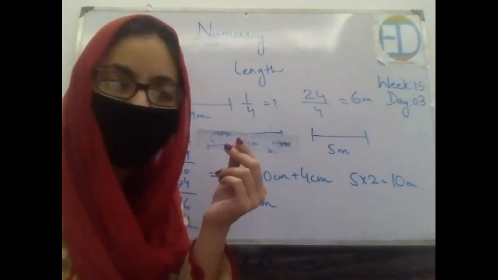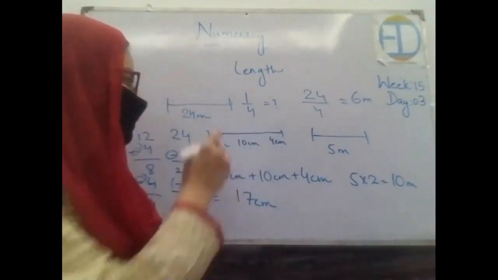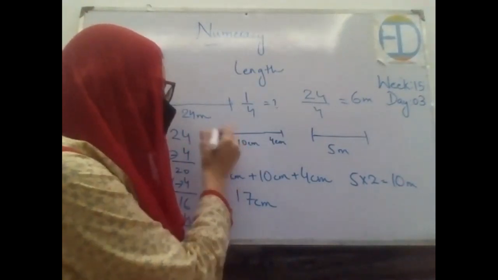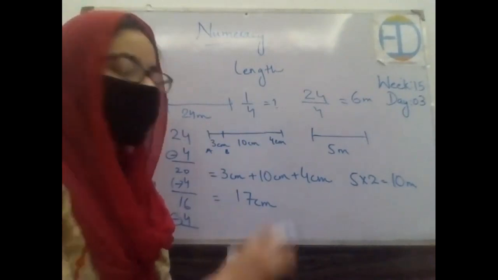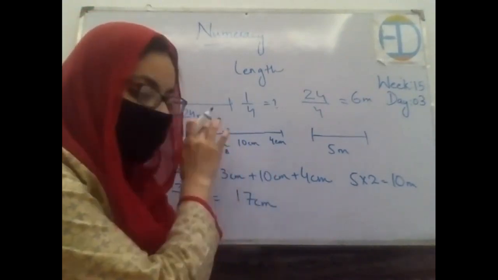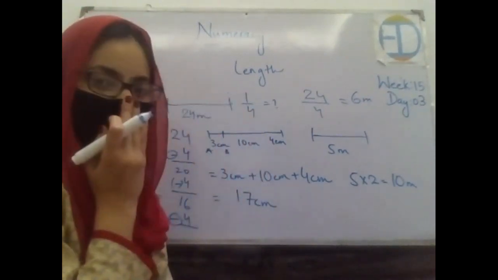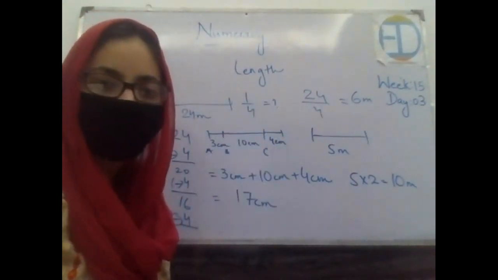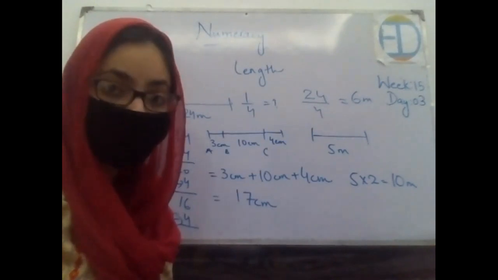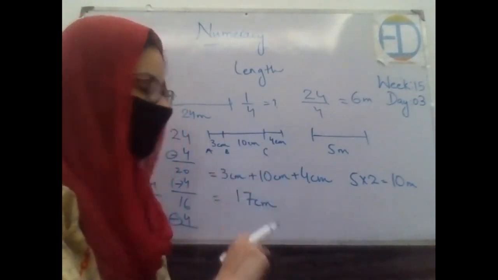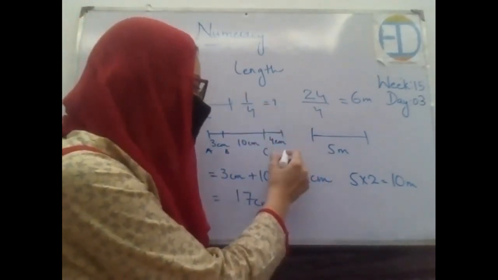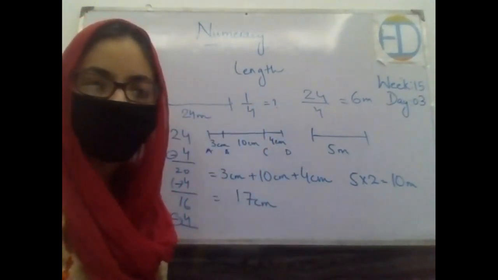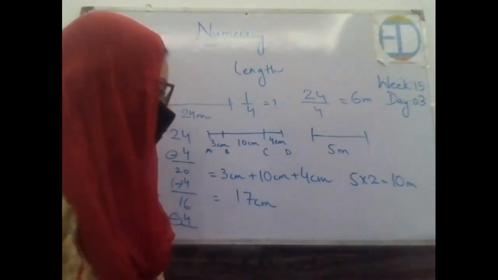And give these 2 points the name, like this is A and this is B. Now starting from B, draw a line of 5 centimeter and give the next point the name of C. Done? Now starting from C, draw a line of 7 centimeter and give the next point the name of D. Let me know when you are done.